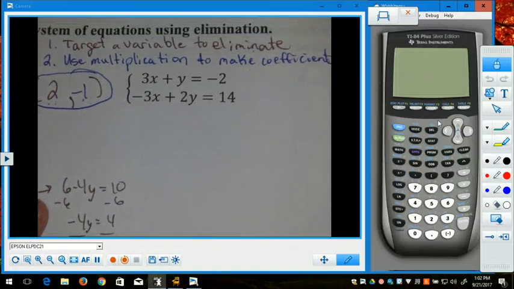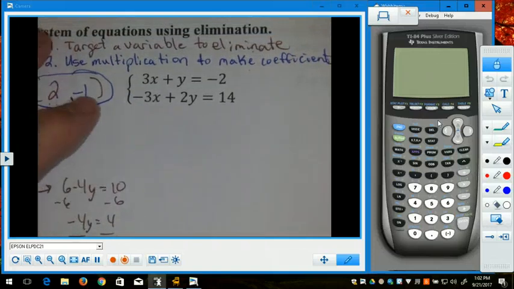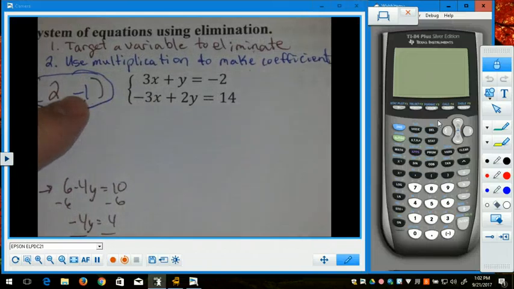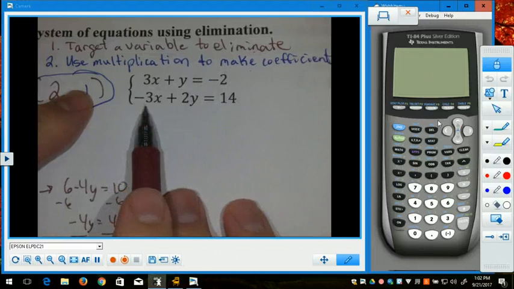For our next problem, we once again look at the variables, and we see if we're going to target a variable. We're going to look and see which one's easiest to eliminate. The good part is this one is already set up to eliminate.